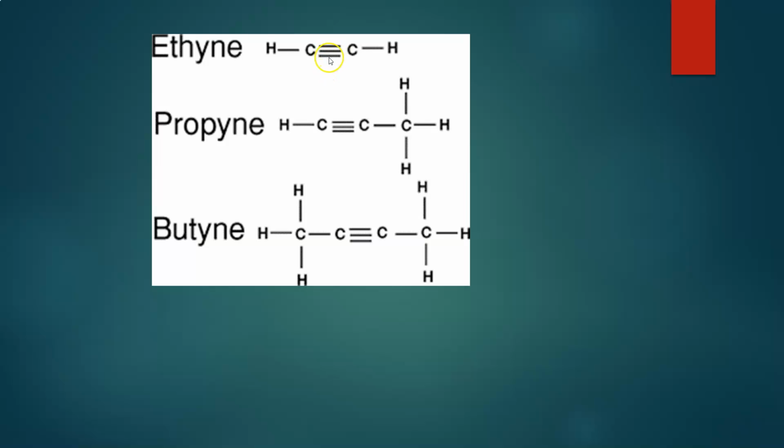Alkynes contain at least a triple bond. Here we have ethine with 2 atoms of carbon, eth, propine, 3 atoms of carbon, prop, butane, 4 atoms of carbon, but.